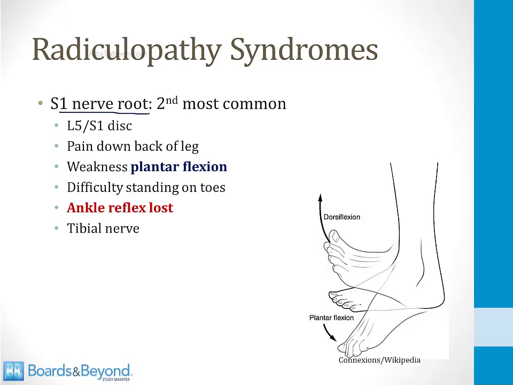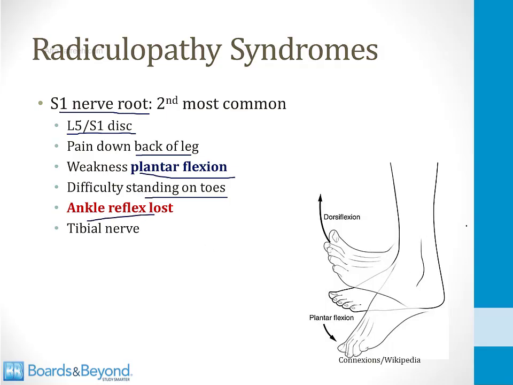Compression of the S1 nerve root is the second most common lumbar radiculopathy syndrome. This happens when there is herniation of the L5 to S1 disc. This leads to pain that radiates down the back of the leg, in contrast to pain on the lateral leg for an L5 lesion. Also in contrast to L5 lesions, S1 lesions lead to weakness of plantar flexion, not dorsiflexion. This means the patient will have difficulty standing on their toes. It also means the ankle reflex will be lost.